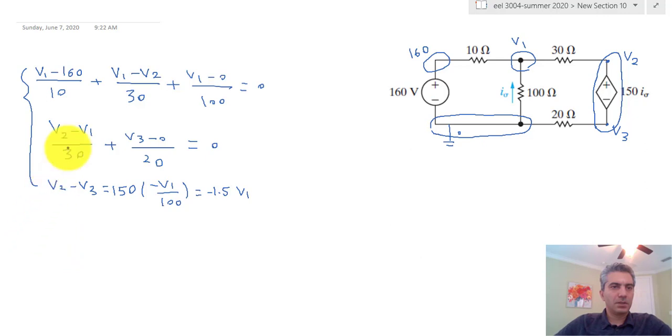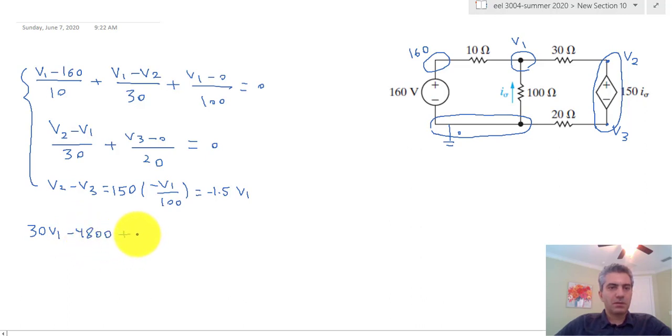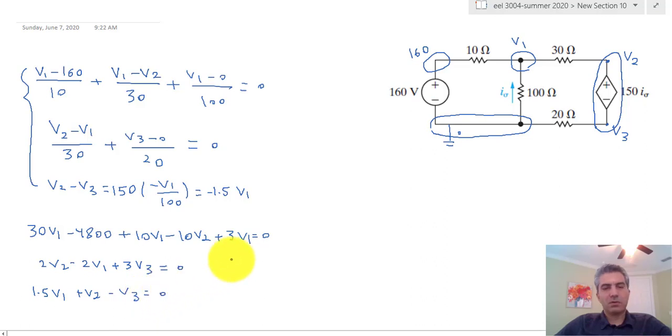So let's just multiply the first equation by 300. I'm going to get 30 V1 minus 4800 plus 10 V1 minus 10 V2 plus 3 V1 equal to 0. Multiply by 60 for the second equation. That would give me 2 times V2 minus 2 times V1 plus 3 times V3 is equal to 0. And then finally 1.5 V1 plus V2 minus V3 is equal to 0.